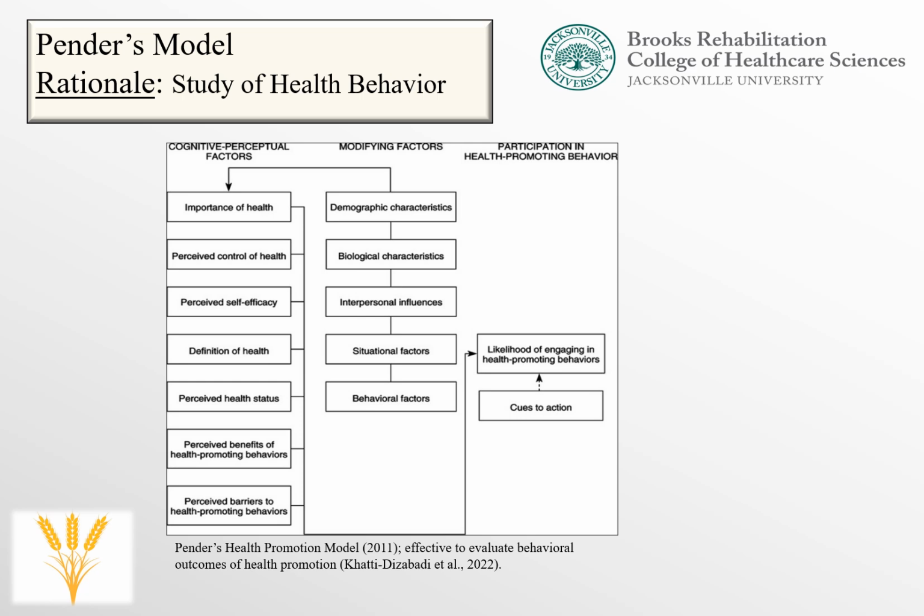And so the cognitive perceptual factors would be the population's importance of health, the population's perceived control of health, perceived self-efficacy, their definition of health, perceived health status, perceived benefits of promoting health behaviors, and their perceived barriers to promoting health behaviors. They will all be connected to their likelihood of engaging in health promoting behaviors by the cues of action.